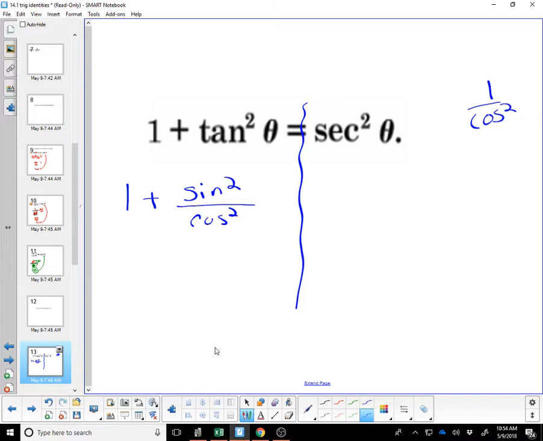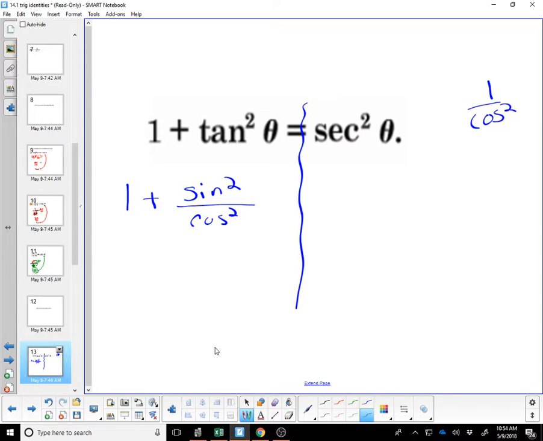Let's think about this. There's only one item on the right, but there are 2 terms on the left. So how can I make 2 terms become 1 term? I could cancel, or I can just combine them. And it does say plus, right? So I want to add these, don't I? How can I add these? Well, what would I need?